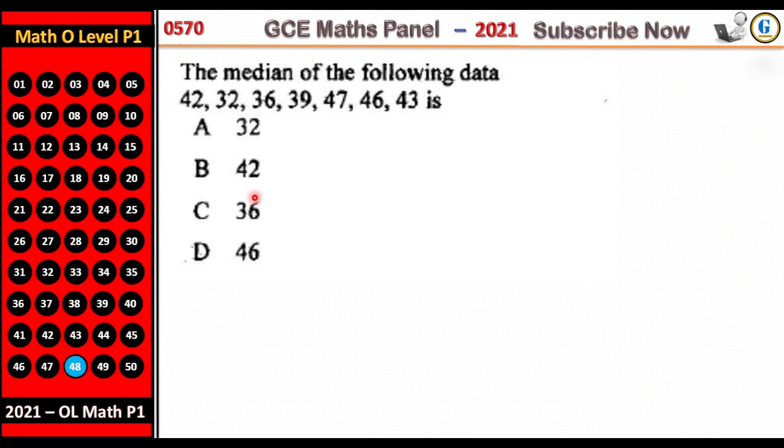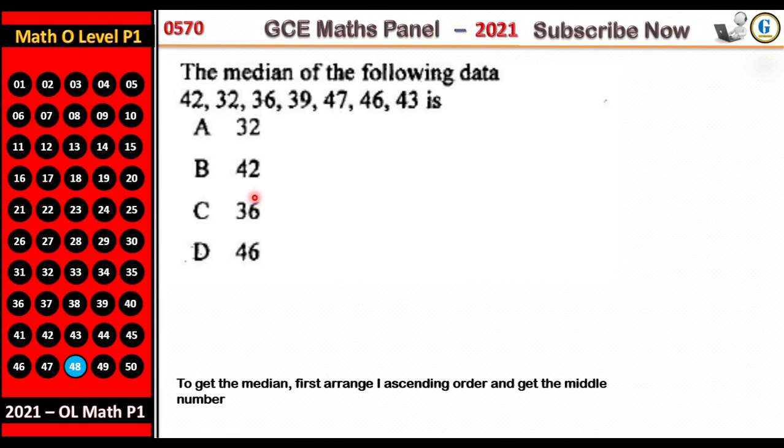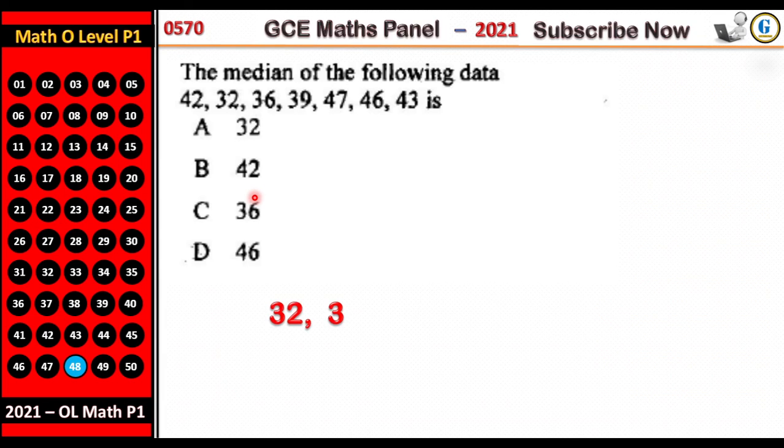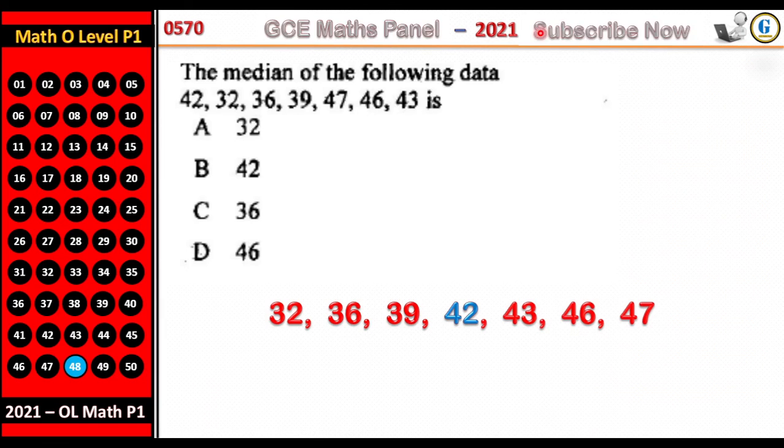48. The median of the following data is... to get the median we first arrange in ascending order or descending order, and then we get the middle number. So we have this in order: 32, 36, 39, 42, 43, 46, and 47. Now there are 7 numbers altogether. If you take 3 to the left and 3 to the right, there is a number standing in between. When you look at 42, it has 3 numbers to the left and 3 to the right. Therefore, the median is this middle number. If they had an even number of scores, then we'll take the average of the 2 middle numbers. But there is just one middle number here, so our median is 42.